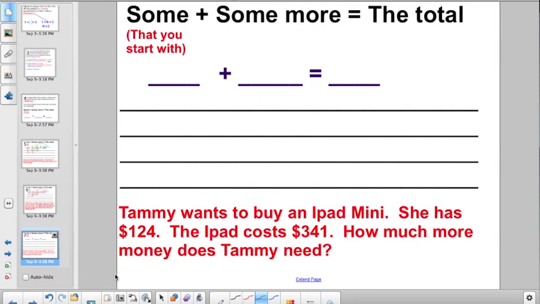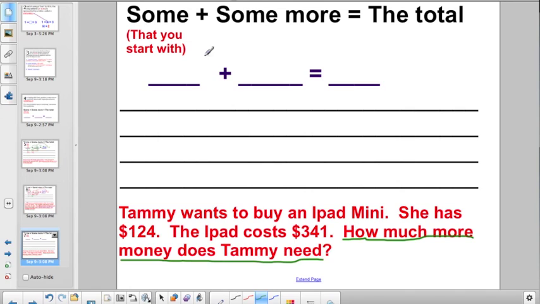Check out this one. Tammy wants to buy an iPad mini. She has $124. The iPad costs $341. How much more money does Tammy need? Here is the interrogative. How much more money does Tammy need? That's a pretty easy one. At least I'm hoping it is.